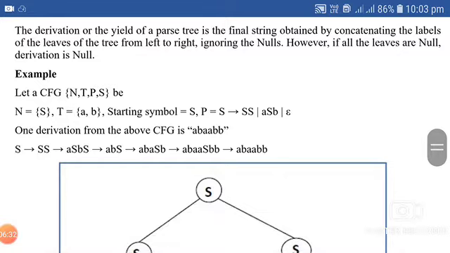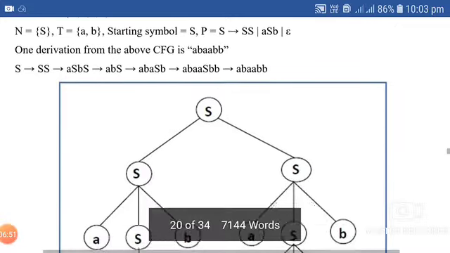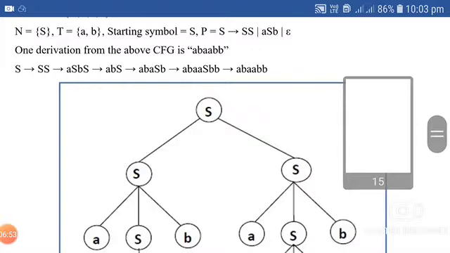So example, let a context-free grammar G = (N, T, P, S) with productions S → aSb, S → ab. S gives aSb, which gives aaSbb, which gives aaabbb, so S derives a^n b^n. For the above example, the diagram is given below.